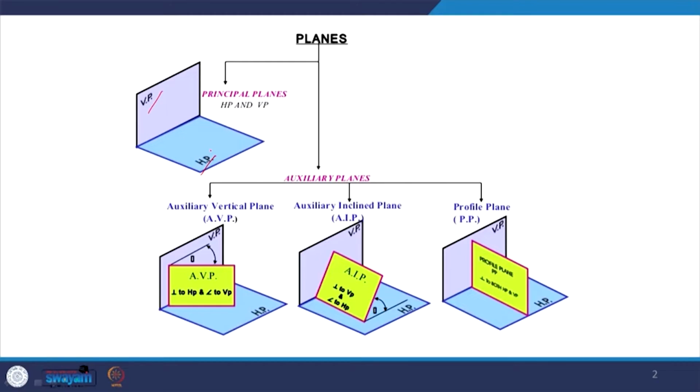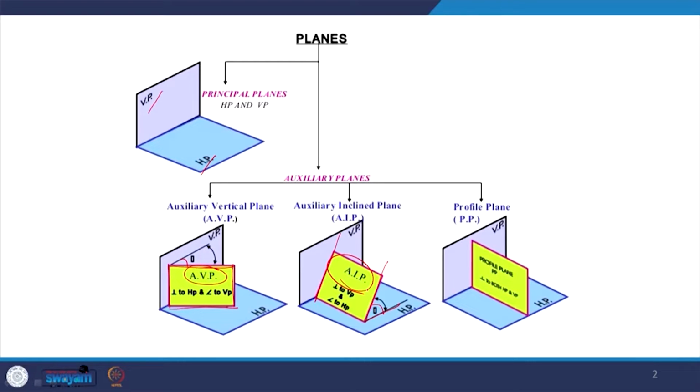Now, the auxiliary vertical plane is a plane which is perpendicular to HP and it is making an angle of certain degrees with the vertical plane. So, that is called an auxiliary vertical plane. In case the auxiliary plane which we are considering is making an angle with the horizontal plane, but it is perpendicular to the vertical plane, it is called an auxiliary inclined plane. So, this is also an auxiliary plane.